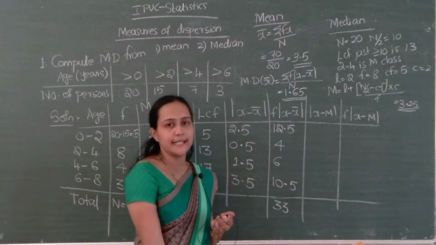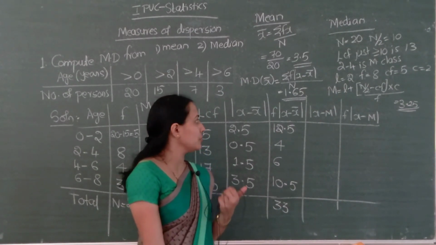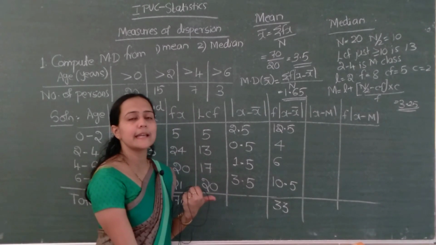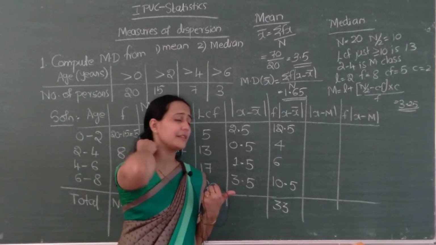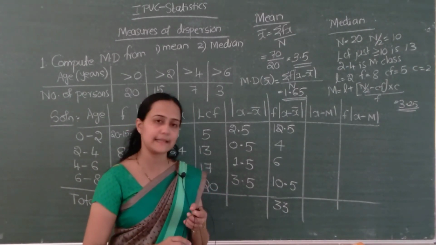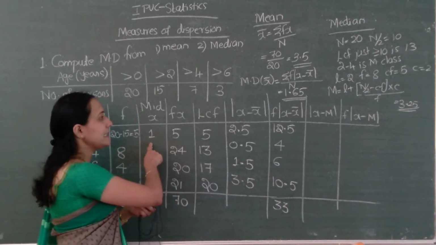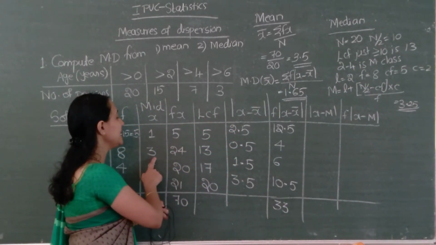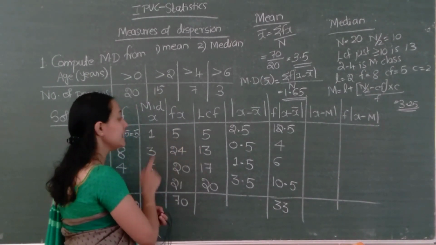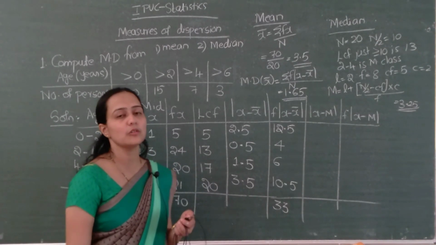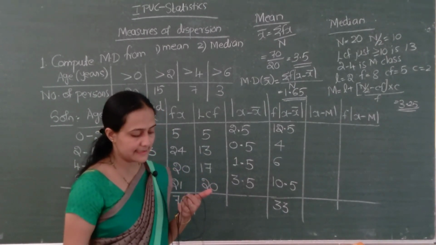3.25. That is the median. Median equal to 3.25. Next, what we have to do? We have to go to mod x minus m, since we are taking the absolute deviation, so we have to ignore the signs. So, x minus m, where x is the midpoint: 1 minus 3.25, 3 minus 3.25, 5 minus 3.25, 7 minus 3.25. All these are absolute deviations, so we are ignoring the signs.